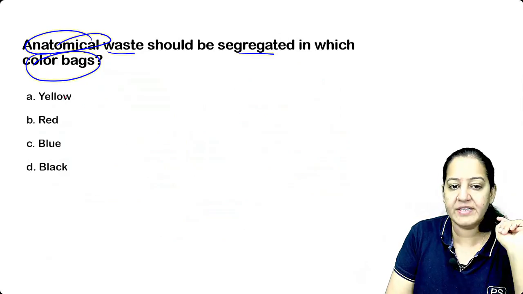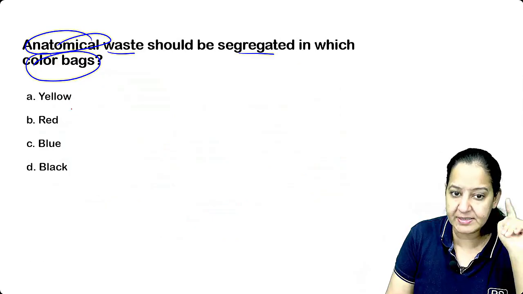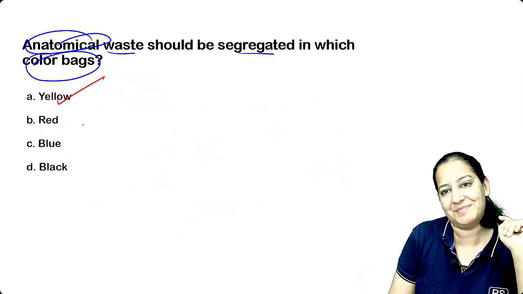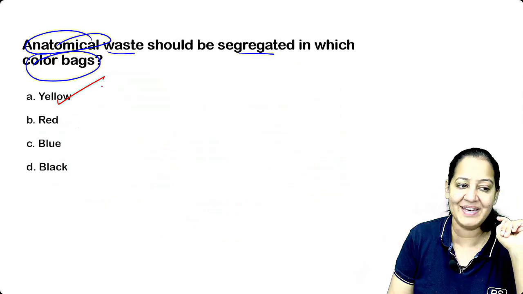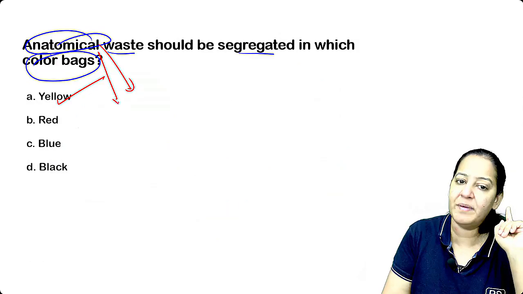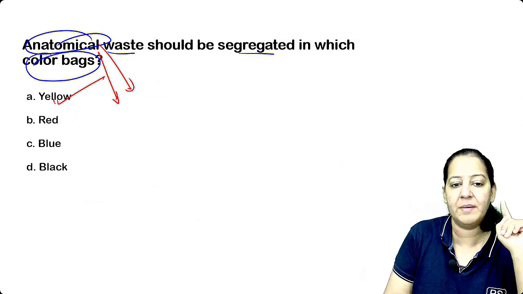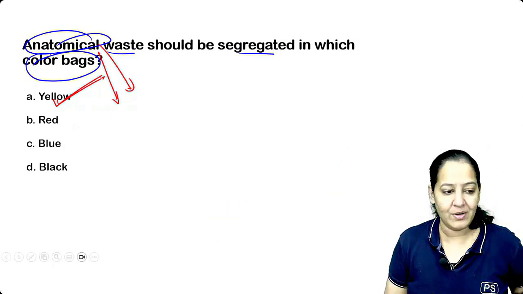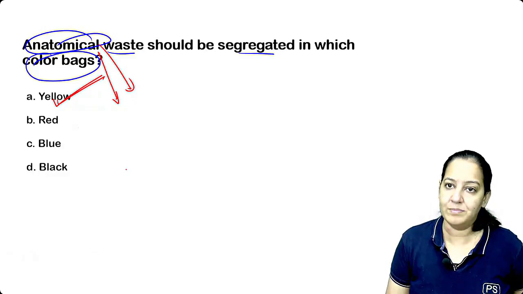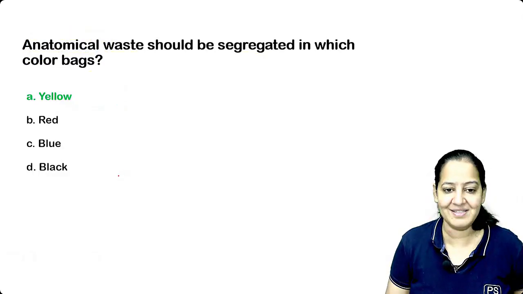Yes, you are right. The anatomical waste is discarded in the yellow dustbin. I told you it's in yellow. So whether human anatomical or animal anatomical, both of them are discarded in the yellow dustbin. So the correct answer here is yellow.